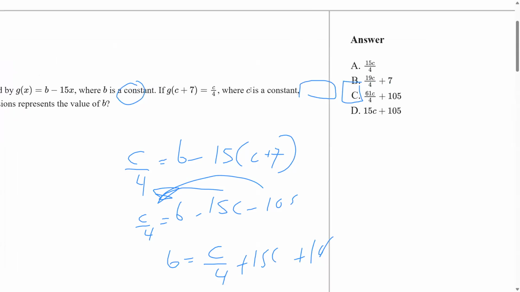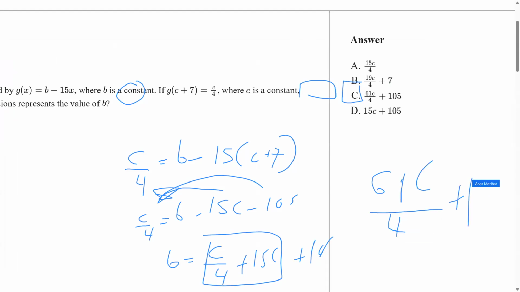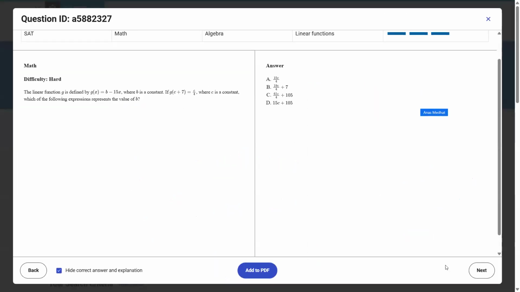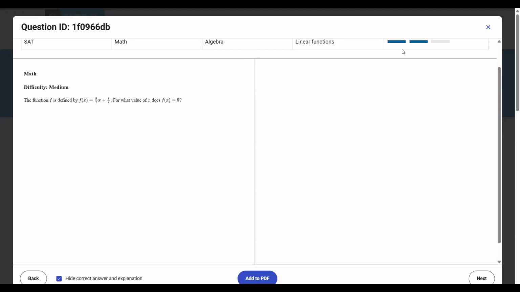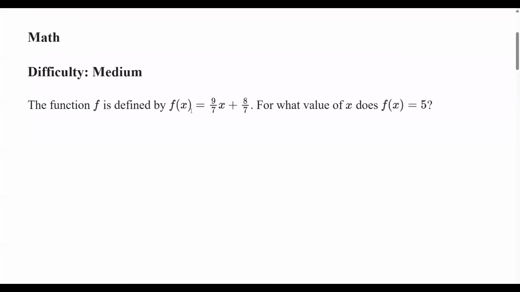Now add 15c. It will be 15 times 4. Do this math. It will be 60 plus c. It will be 61c over 4 plus 105. So the answer should be C. Okay.